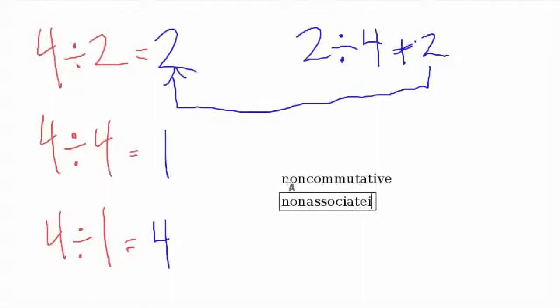Also, it's non-associative. So if you had a chain of several divisions, something divided by something else, divided by something else, the order that you did it would matter. So keep that in mind. Don't get too comfortable changing the order around. All right, I hope those simple examples are clear.